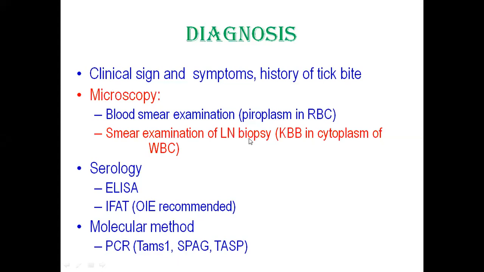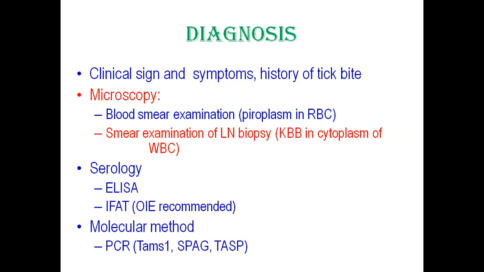How did we perform lymph node biopsy? We take 1 to 2 ml of PBS, phosphate buffered saline, or normal saline. We inject it in the lymph node, massage for some time, and then draw that fluid back. With that fluid, we make a smear over the glass slide and stain with Giemsa stain.